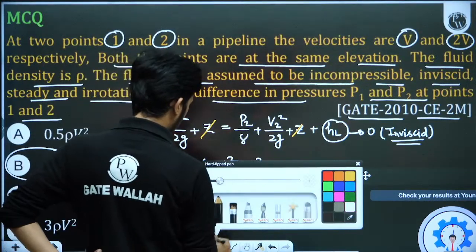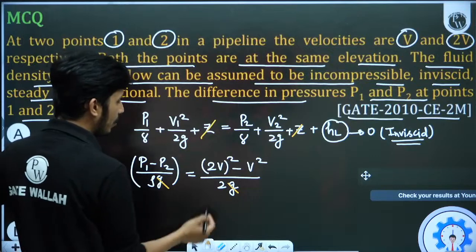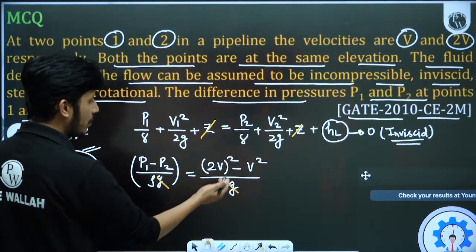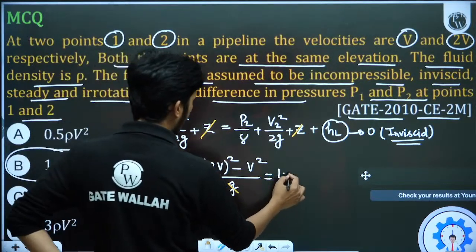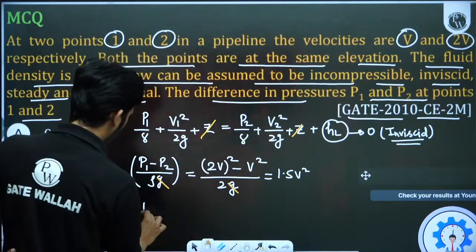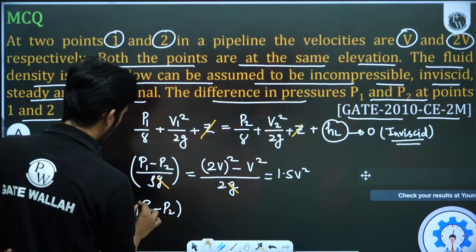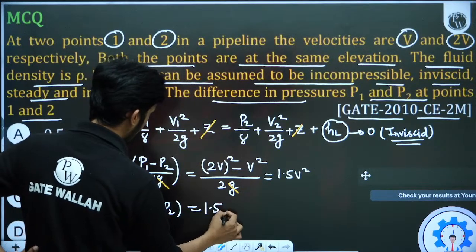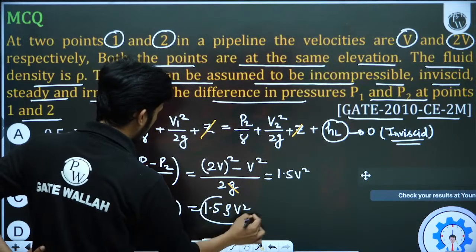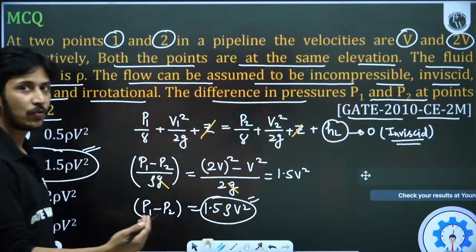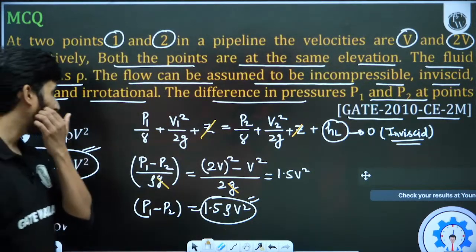Okay, this will be 3V square minus V square. Sorry, 4V square minus V square is 3V square. 3V square by 2 is equal to 1.5V square. So P1 minus P2 will be 1.5 rho V square. And this is positive because density is positive, and V square is also positive. So this is correct, that the flow is happening from 1 to 2.